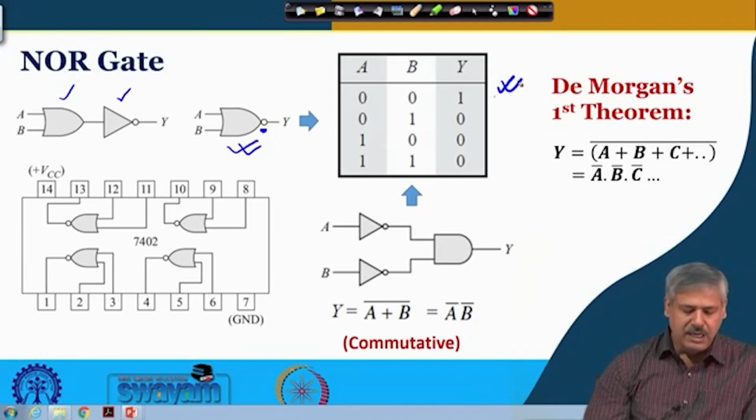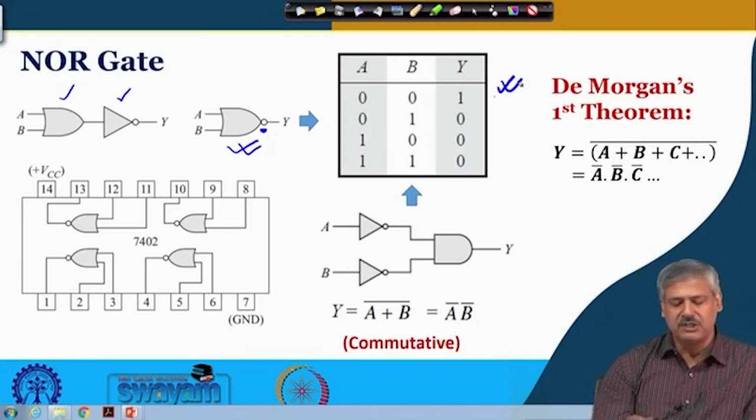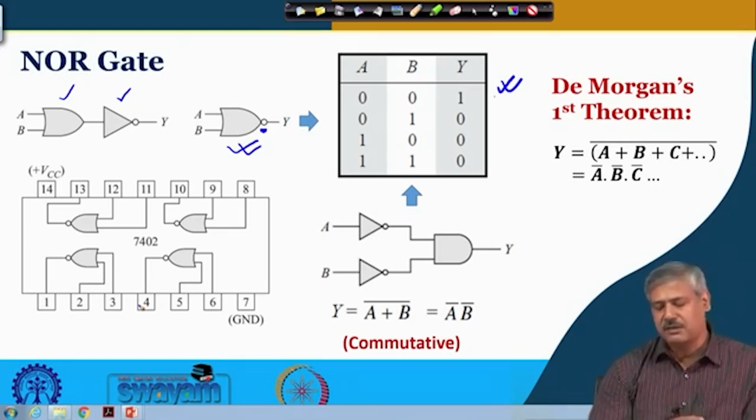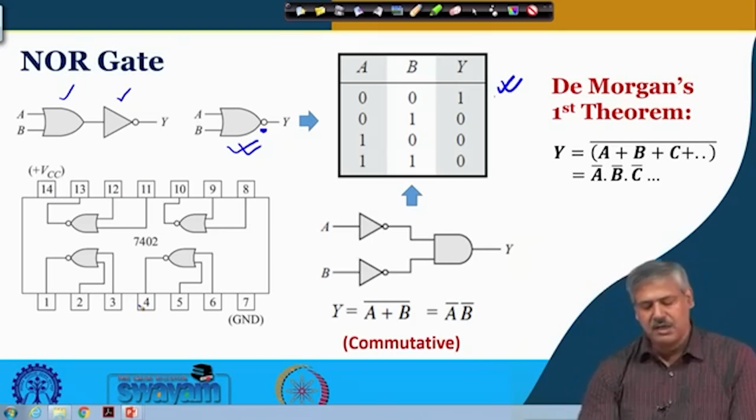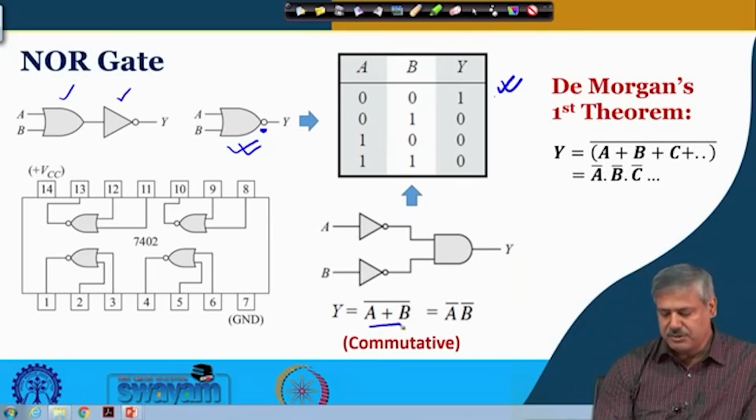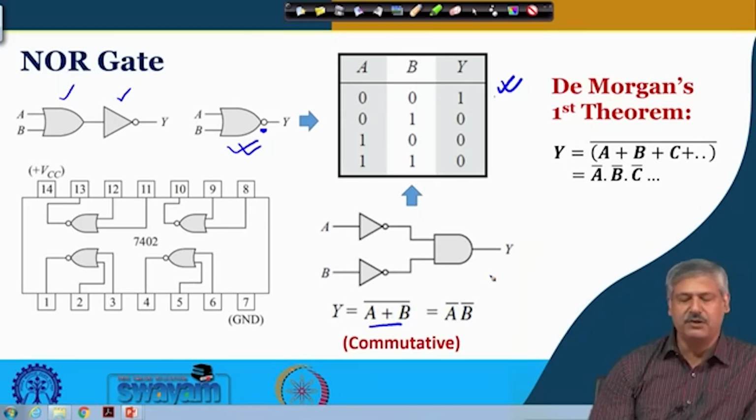Note that in the 7402, the NOR gate IC, pins 2 and 3 are the inputs and 1 is the output. Unlike the previous cases, where 1 and 2 were inputs and 3 was the output for the AND gate and OR gate that we have seen before, this is something you need to take note of for practical purposes. And in the Boolean expression, we use OR and then a complement or a bar to represent the NOR operation.